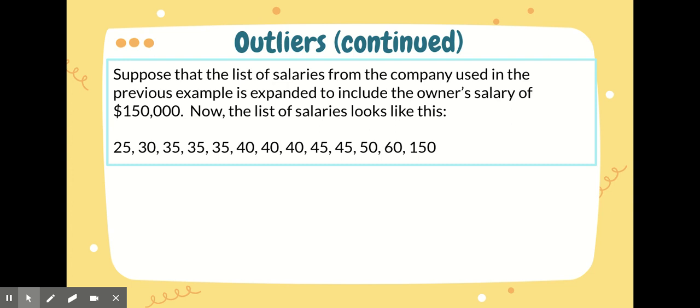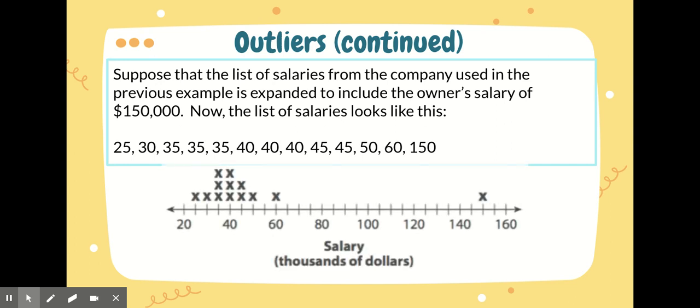Using our previous example, suppose that the list of salaries from the company is expanded to include the owner's salary of $150,000. Now the list looks like this. The corresponding dot plot looks like this. Of course, the owner is going to make much more than all of the regular employees. There is a calculation to figure out outliers, but we're going to figure this out by just looking at it. This value right here, $150,000, appears to be an outlier because it is so much larger than the rest of the values.